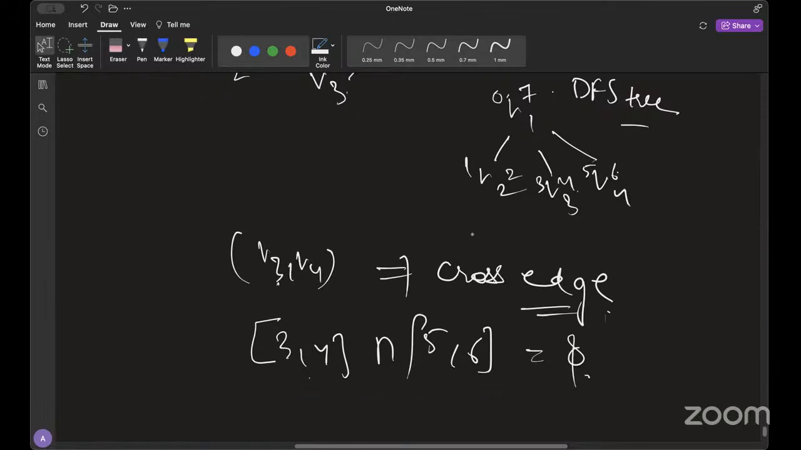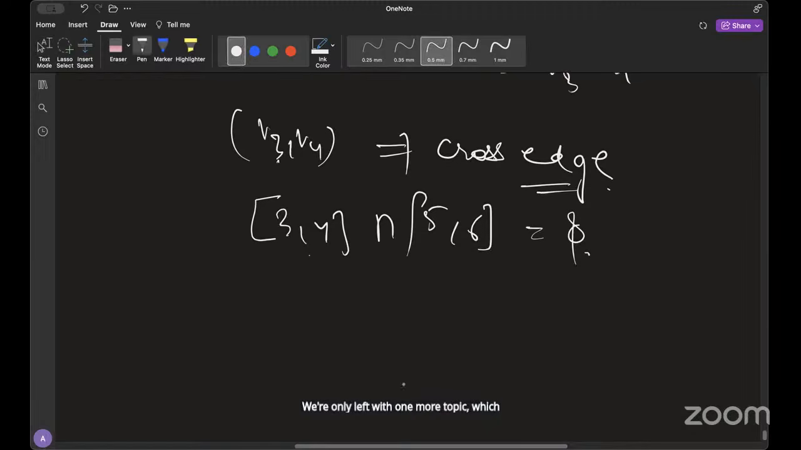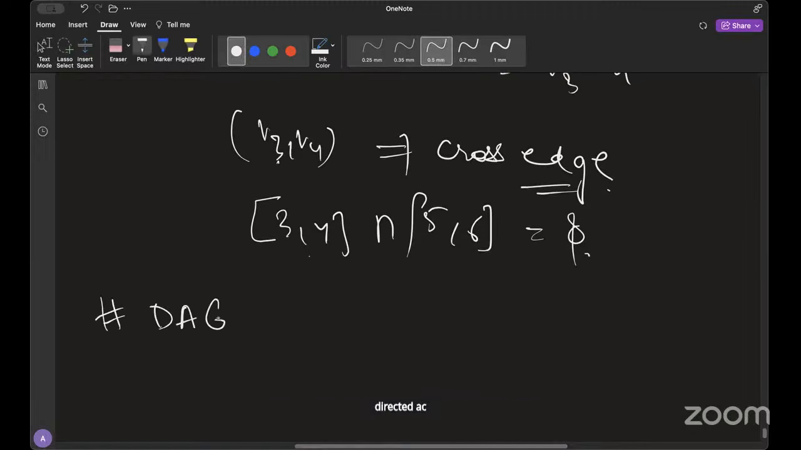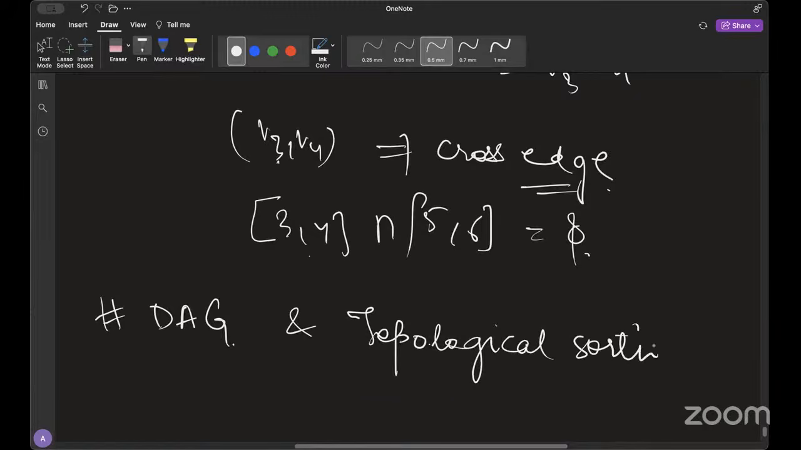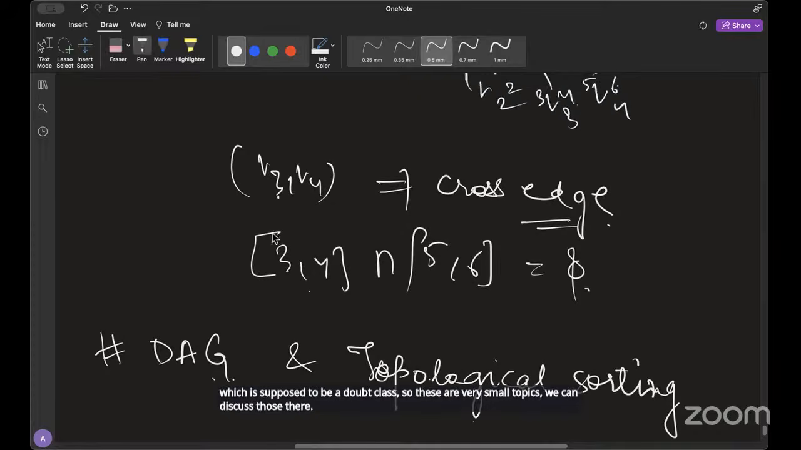We're only left with one more topic, which is DAGs, directed acyclic graphs, and topological sorting. So we'll discuss this in the Tuesday class. We have a class on Tuesday, which is supposed to be a doubt class. So these are very small topics. We can discuss those there. Is that okay?